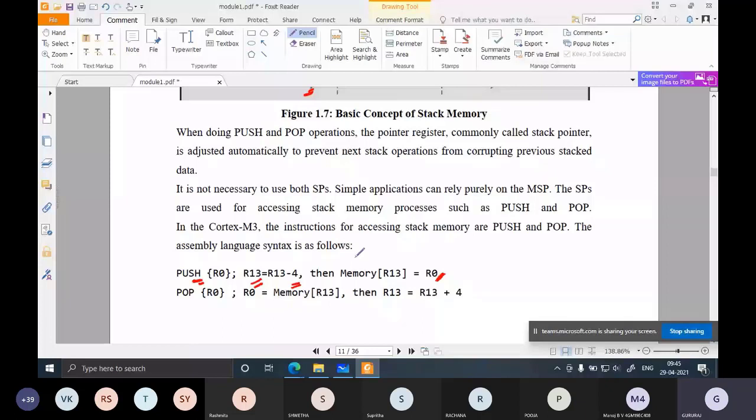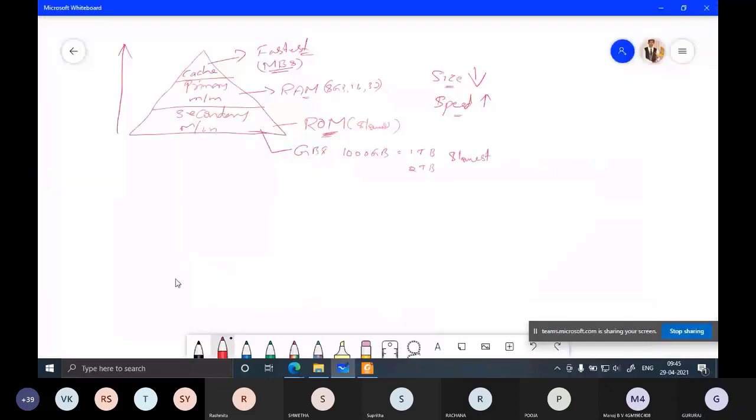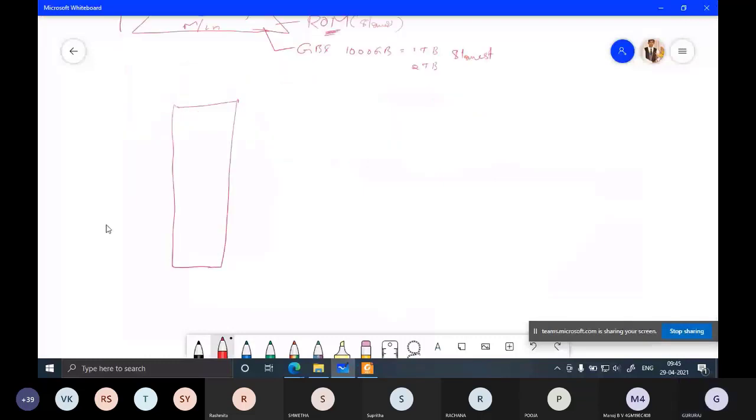So I'll write down a memory like this, because this is very important. This can be asked in the examination also. After the push operation, what are the contents of the registers? That is what the question will be asked for 2 to 3 marks. If you go through the previous year papers, you will come to know that.